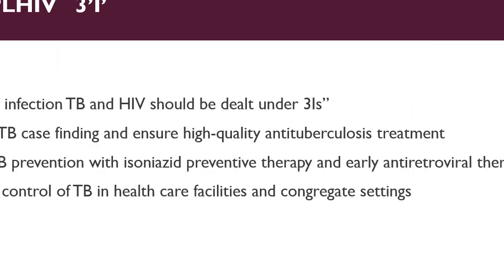Management of tuberculosis in PLHIV is done under the 3 I's. First I is intensify TB case finding and ensuring high quality anti-tuberculous treatment in PLHIVs. Second I is initiation of TB preventive therapy with isoniazid and early antiretroviral therapy. Third I is infection control of TB at healthcare facilities as well as at gatherings.